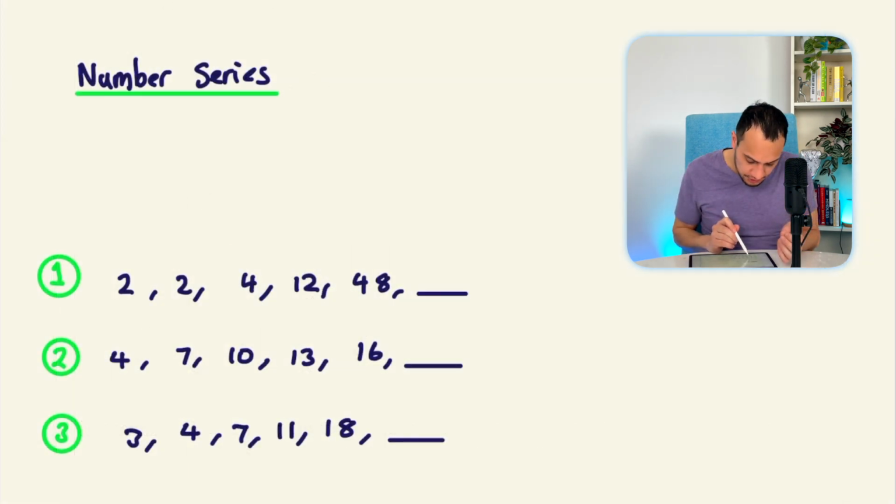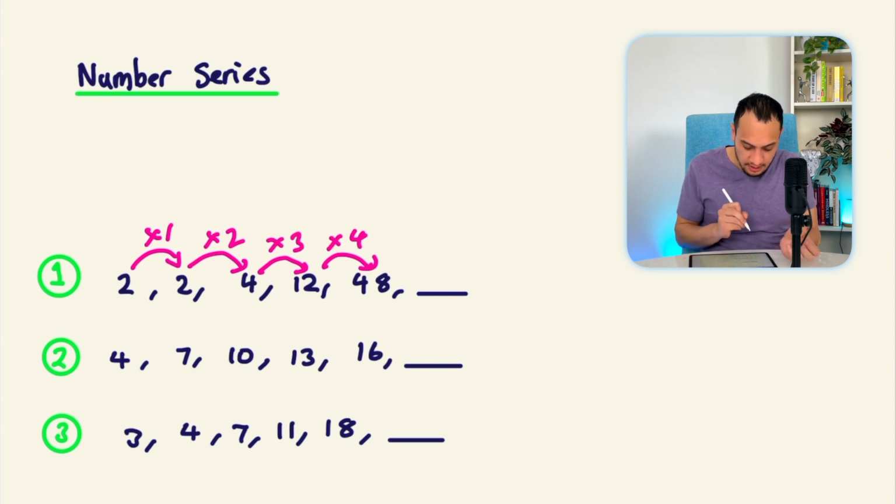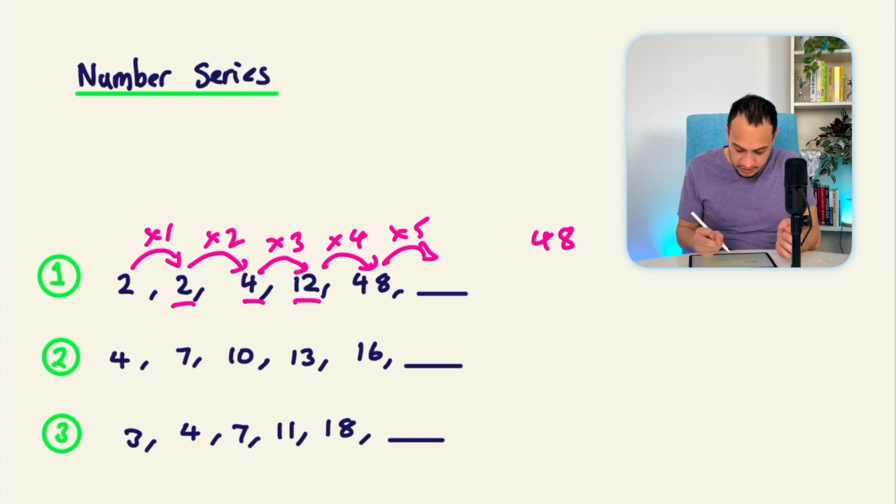Let's go into some examples. So here we've got 2, 2, 4, 12, 48. Now this sequence is actually quite complicated. We've got a type of geometric sequence, or multiplying sequence. You can see we're multiplying by 1 to get to 2. From 2 to 4 we're multiplying by 2. From 4 to 12 we're multiplying by 3, and then from 12 to 48 we're multiplying by 4. So for the final term, we're going to have to multiply 48 by 5. So that's 240.